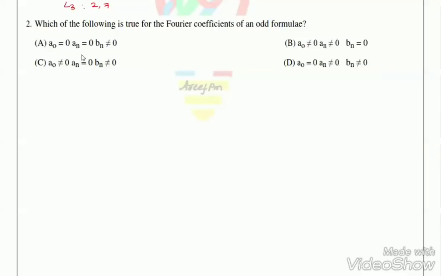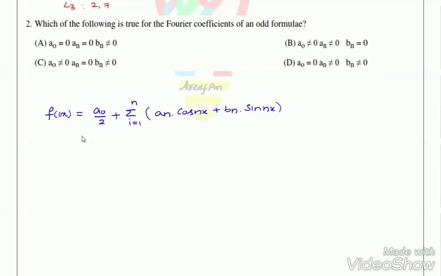Next we have the second question: which of the following is true for the Fourier coefficients of an odd function? The given options are here. Now the basic formula for the Fourier series expansion is f(x) = a0/2 + sigma n = 1 to infinity of an cos nx + bn sin nx.